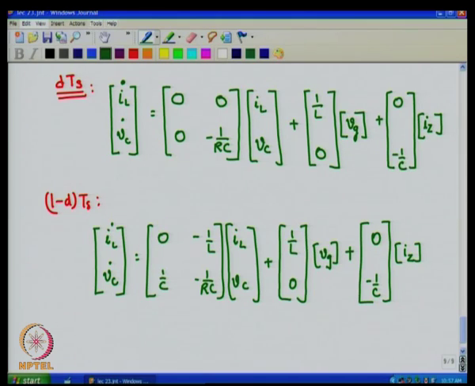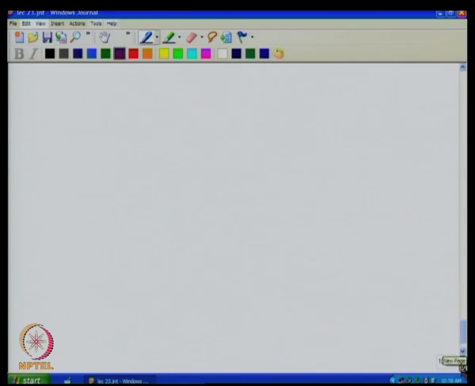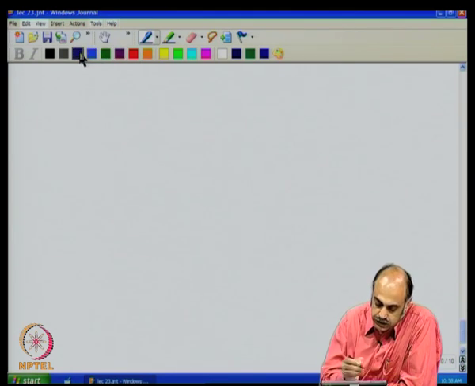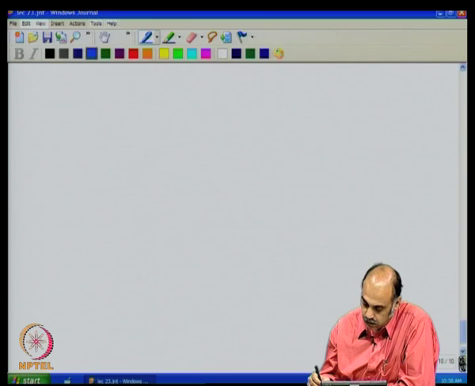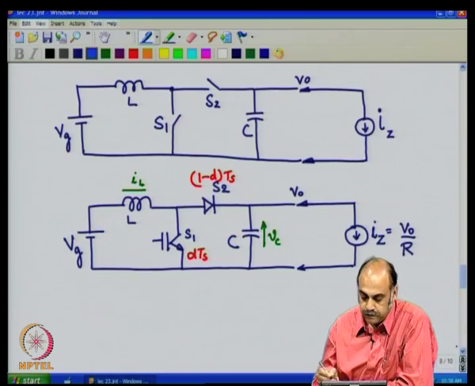Now, for both these cases, what are the outputs? What are the possible outputs that you could have? These are the state equations, so I can put that in bold, state equations. Now, let us come to the output equations. Let me go back here.